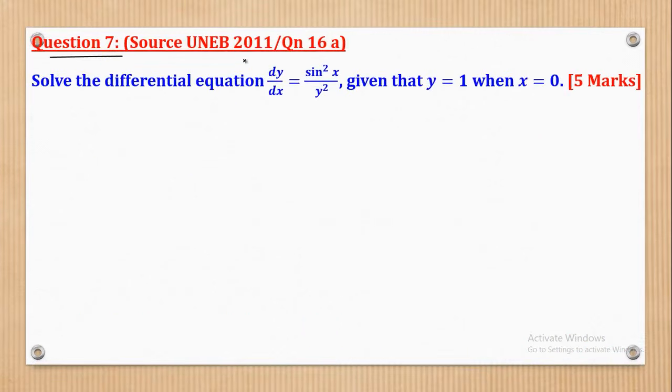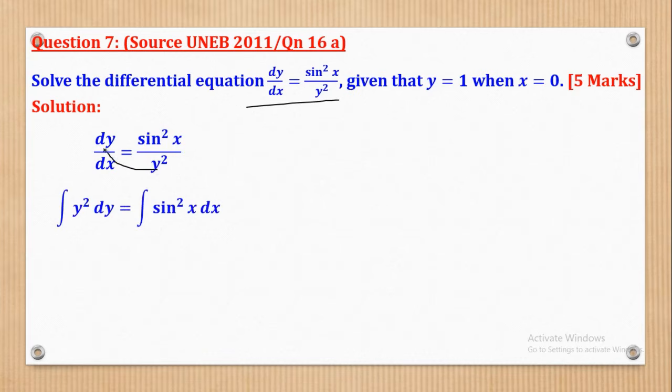So now I shall go to question 7, which came from UNEB 2011, paper 1, question 16a. And it says, solve the differential equation this, given that y is equal to 1 when x is equal to 0. So this is what is given. Next is to collect like terms. So take this one this side and take this one this side to come up with this, and then put integrals on both sides.